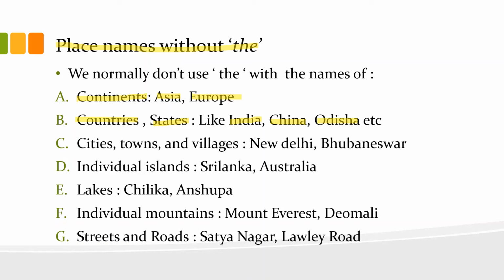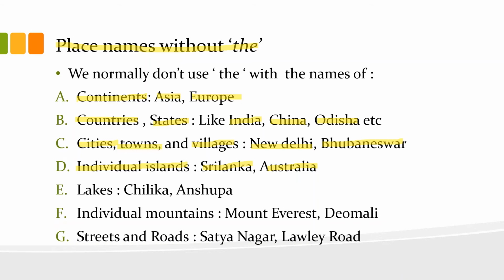We do not use article the before the names of cities, towns and villages. For example, we don't say the New Delhi. We will say New Delhi, Bhubaneswar, etc. Similarly, we do not use article the before individual islands like Sri Lanka or Australia. But in case of group of islands, we can use the before them.